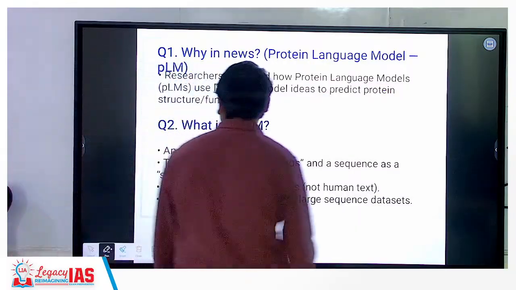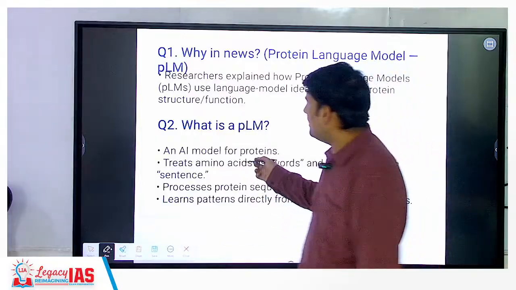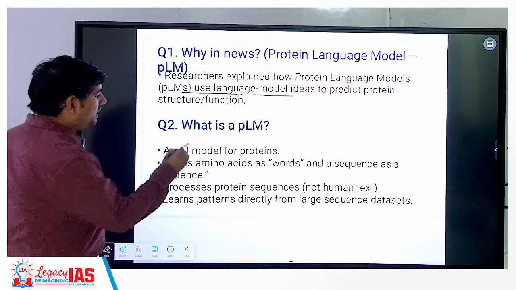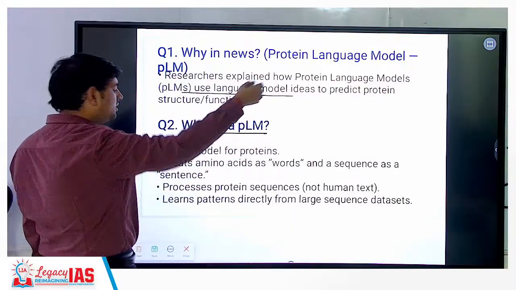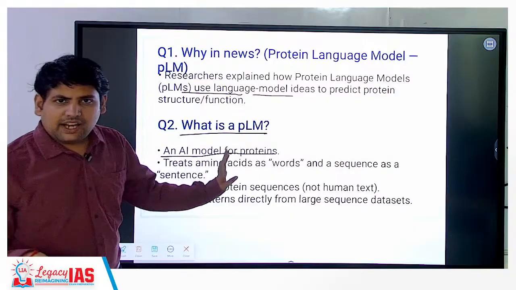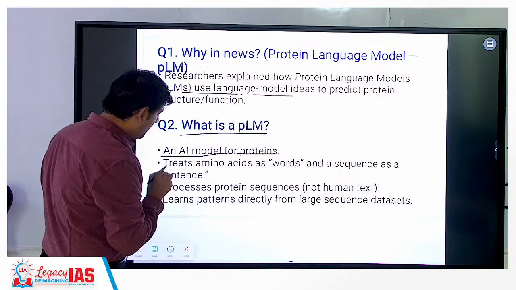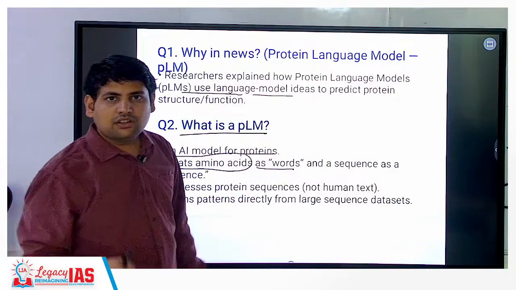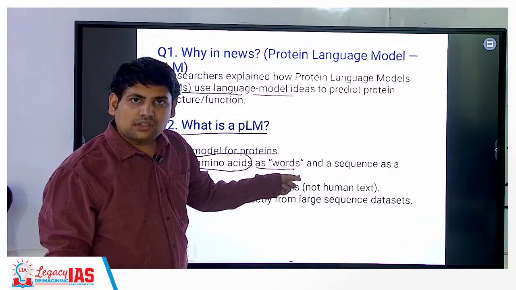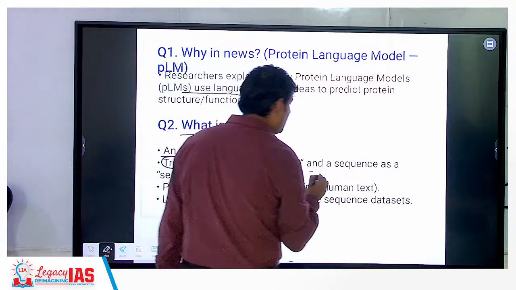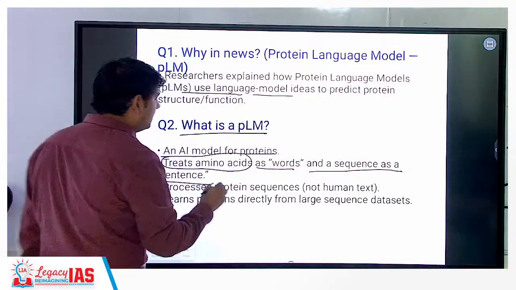Okay. See, recently researchers have explained how these models are working. Now see, what is PLM? PLM is protein language model. So an AI model for proteins. Now see, it treats amino acids as words. As I explained to you, like the sentences are made up of words, proteins are made up of amino acids. And a sequence as a sentence.